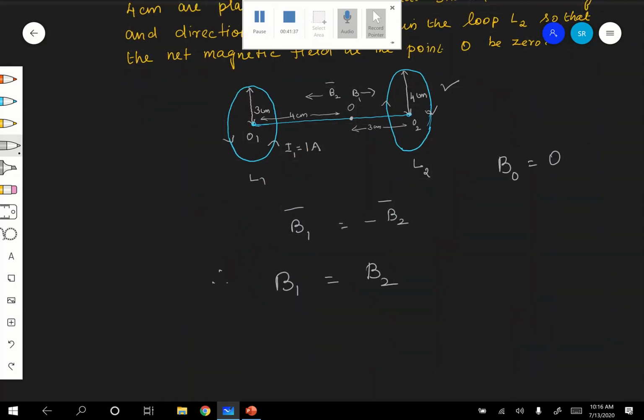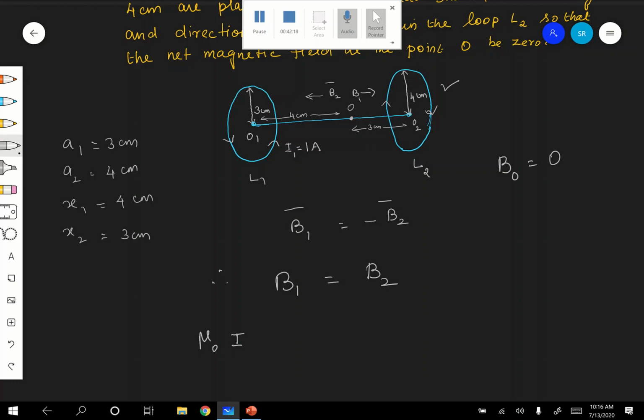Therefore, substitute B1 on the axis: mu naught I. What is A? A1 is equal to 3 centimeter. A2 is equal to 4 centimeter. And here x1 is equal to 4 centimeter and x2 is equal to 3 centimeter, just opposite. Very simple then. So they have interchanged. R and x and A are interchanged, that's all.